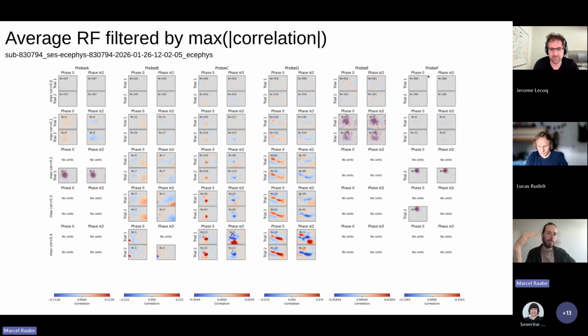But when we filter by units that have a higher correlation to specific features, we see a more and more clearly evolving average receptive field. So there are questions. I think he showed the delay one. Okay, should we jump back to the delay part?